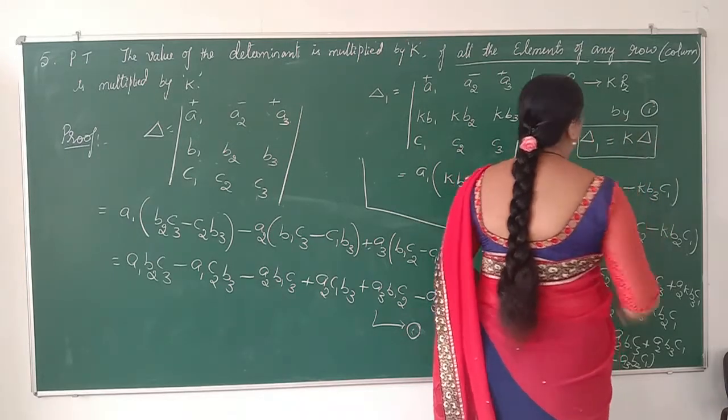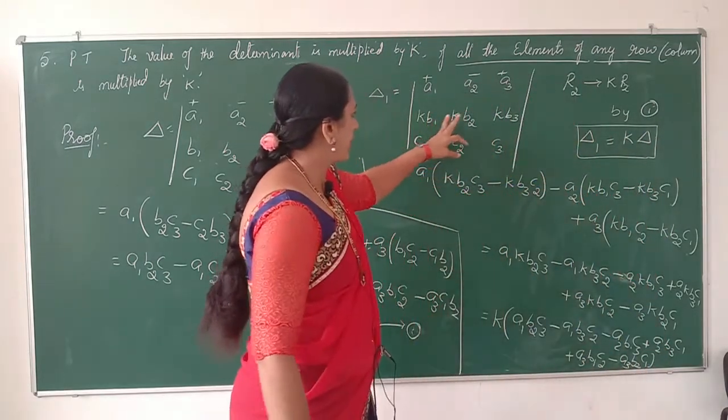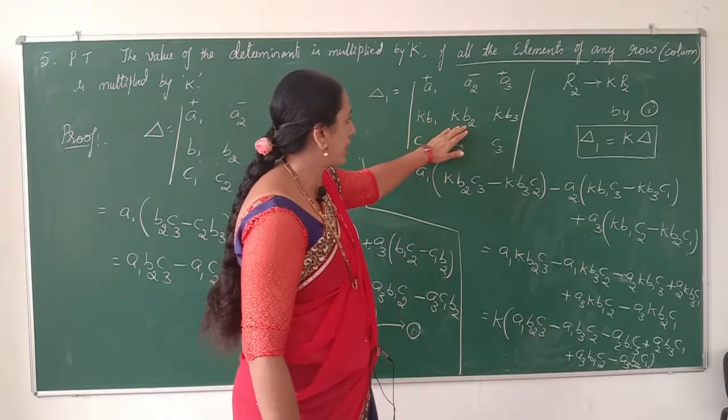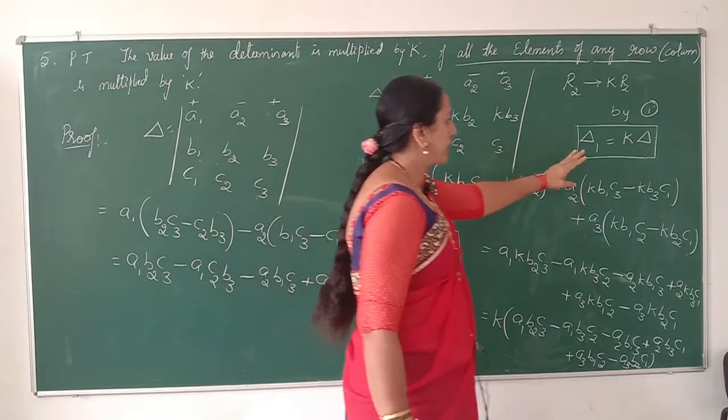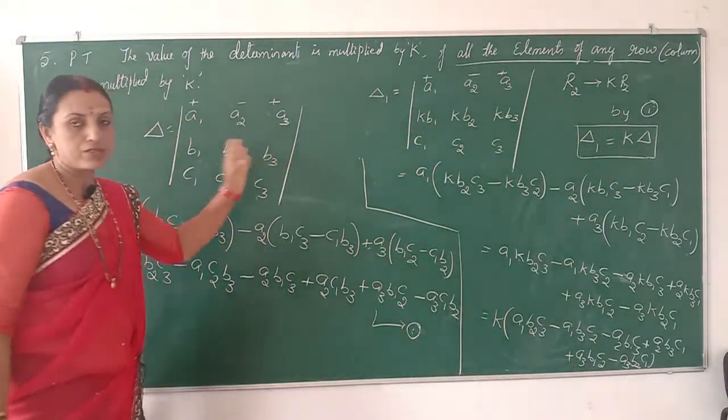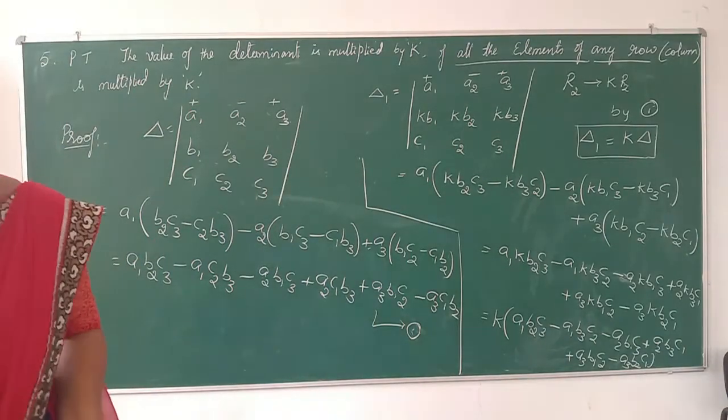So it means if all the elements of any row or any column are multiplied by some scalar number K, then the determinant is multiplied by K. That is one of the properties of determinants.